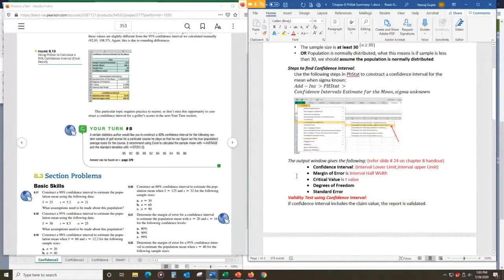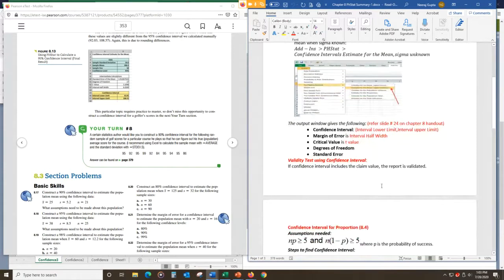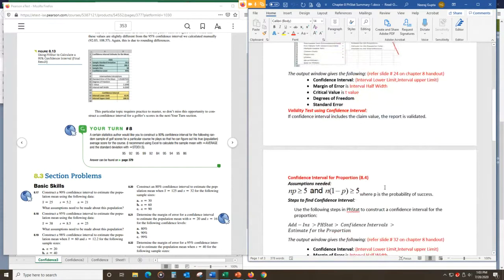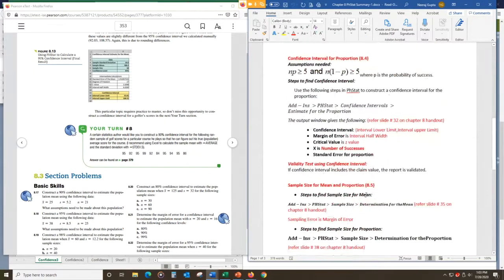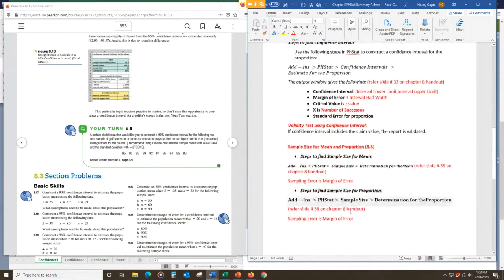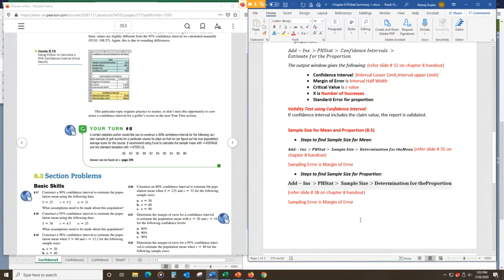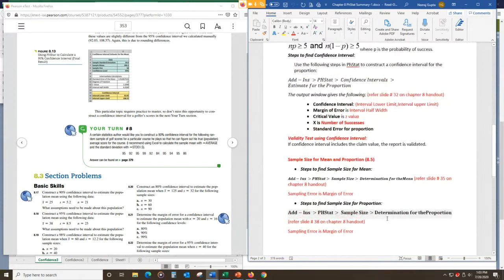The output window gives you all these five things. If you need the margin of error, that is your interval half width. The confidence interval is this, along with degrees of freedom, standard error, and validity. All these things are given in the chapter 8 handout. So this is one place which you can open when you are doing your homework problems, okay?